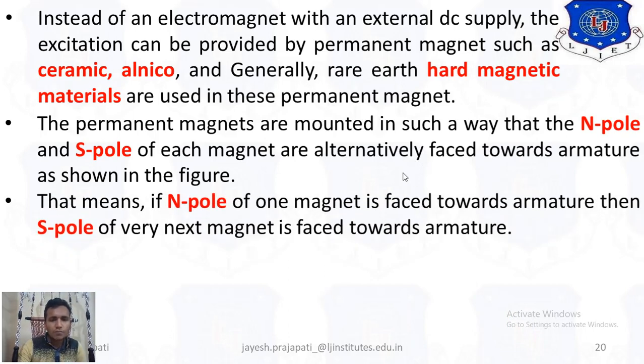That means if the N pole of one magnet faces the armature, then the S pole of the very next magnet faces the armature. When the N pole of one magnet and the armature are aligned, the S pole will next come to the armature. That creates some angle, and at that angle it creates some force. Due to this force, the rotor, that means the armature, will rotate.